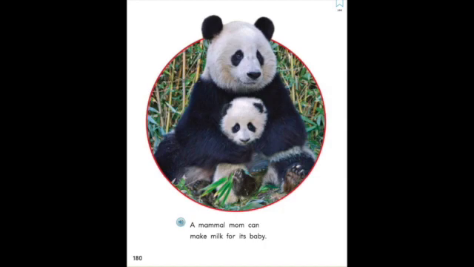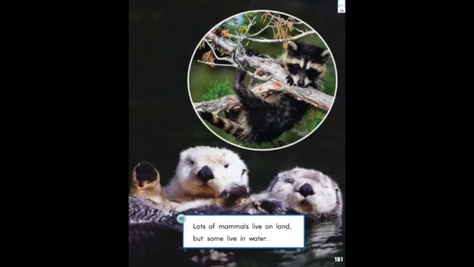We read here that a mammal mom can make milk for its baby to drink. Also look at the fur on this mammal. Lots of mammals live on land, but some mammals live in water even. This is pretty amazing. Okay, so we're looking at birds and mammals. They have different things covering their skin. How are birds and mammals different? Go ahead and take time to answer.